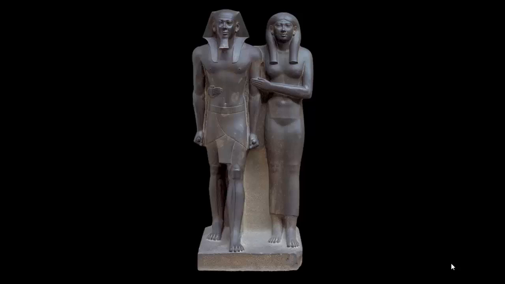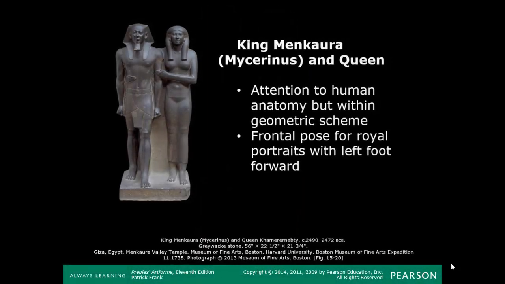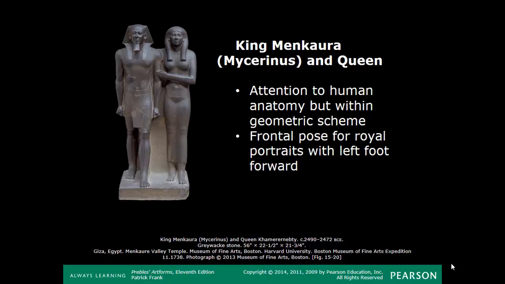You'll notice that the pharaoh is stepping forward with his left foot. That is a sign that this person is a pharaoh. If he was not in this position, it would mean that the figure portrayed is not exactly royalty or of the divine. Only pharaohs were allowed to pose in this manner. And this is King Menkaura and Queen Kamarnebti, made in 2490 BCE.